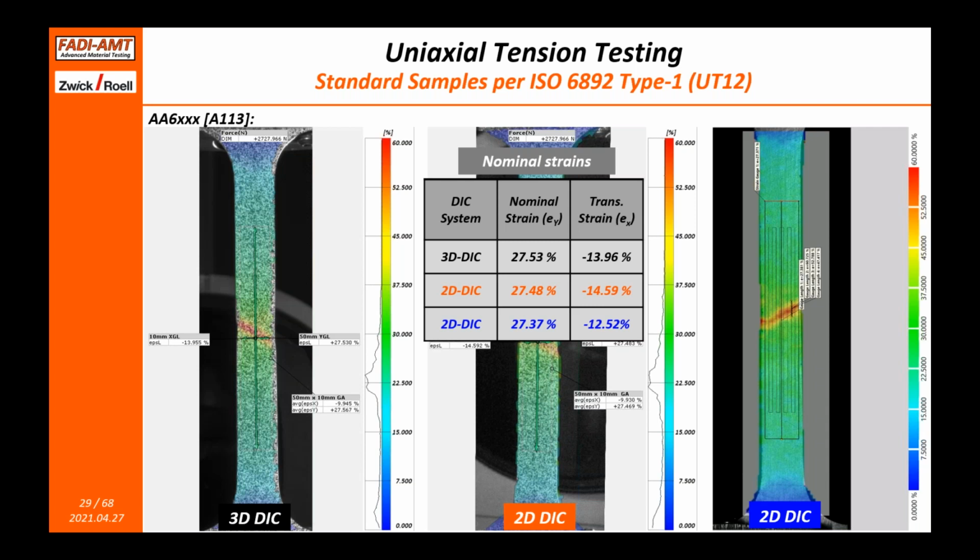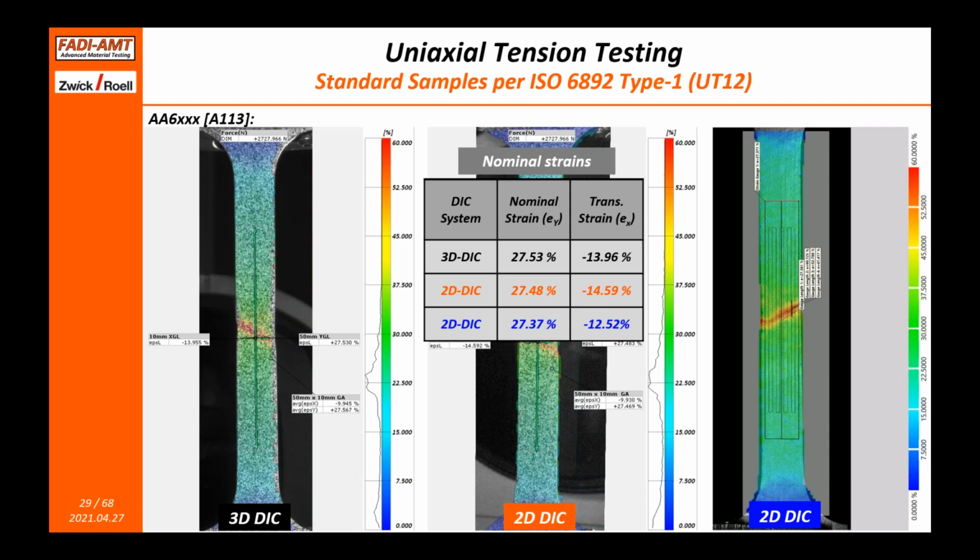When we compare the X strains, which are the transverse strains, we see a little bit more deviation there, only in the last frame. And that also makes some sense because the sensitivity of the X strains is much higher, because you have necking within the sample where you're measuring the strains. And that's where you will see differences between the 2D and 3D DIC systems.